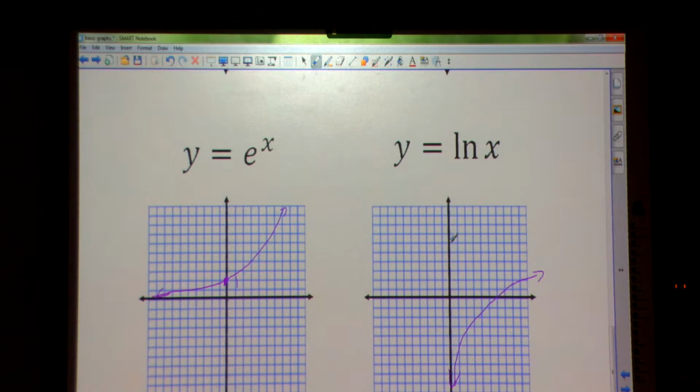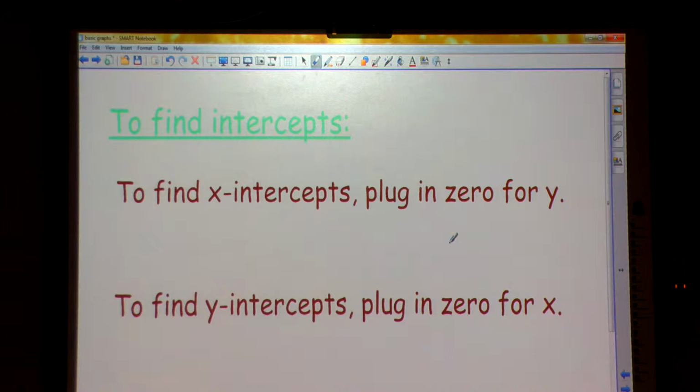I expect you to know sine, cosine, tangent, cosecant, secant, or cotangent. I expect you to still know those as well, and piecewise. We're going to graph a few of those. Okay, now to find intercepts, that might be a little rusty.